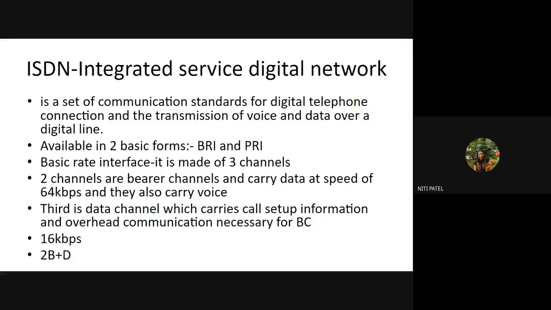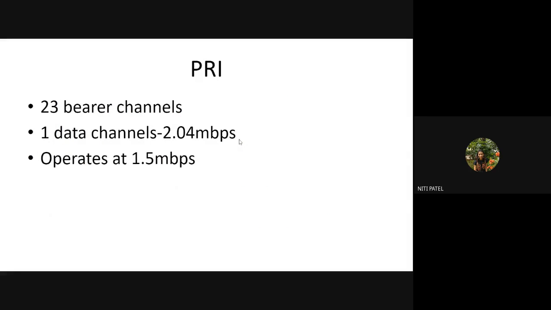When I talk about PRI, it has a total of 23 channels, out of which 22 channels are used for sending voice and digital data, and one channel is used for maintaining the setup. So the speed of PRI is greater than the speed of BRI. ISDN is anytime better as compared to PSTN in terms of speed.